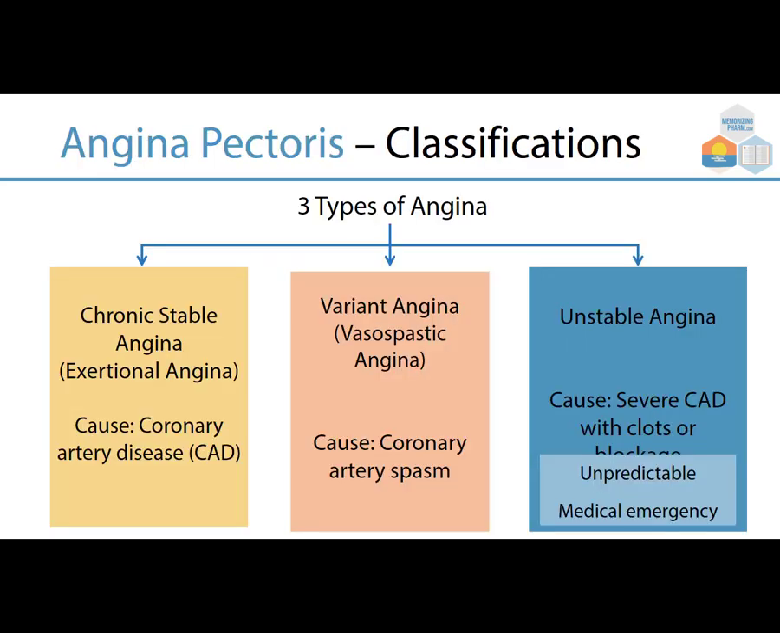There's chronic stable angina, which is exertional angina, and the cause is usually coronary artery disease, or CAD. There's variant angina, or vasospastic, literally a spastic vessel, and the cause is coronary artery spasm. And then there's unstable angina, where we have severe coronary artery disease with clots or blockage. That's unpredictable, and that's a medical emergency. So again, chronic stable, variant, or unstable.